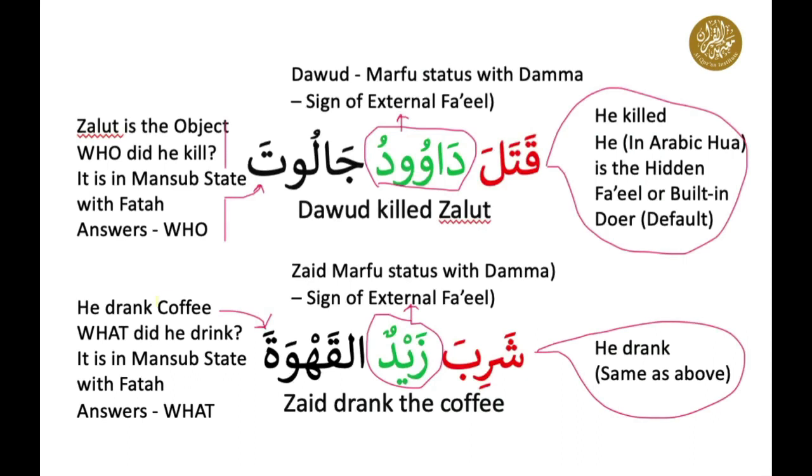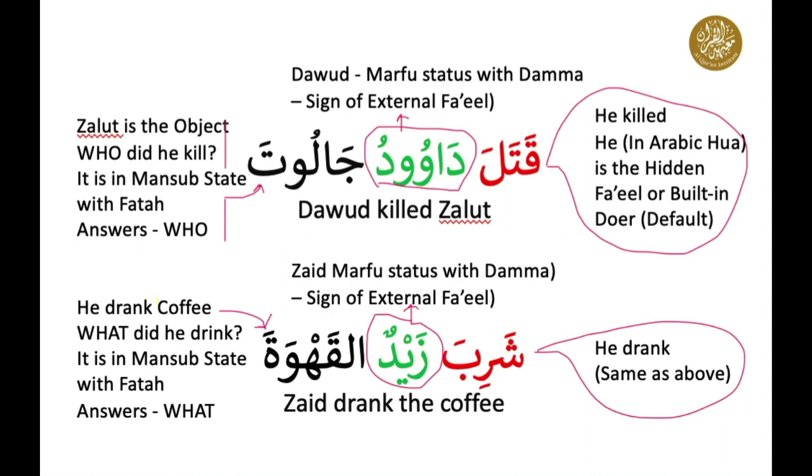I am now going to show you some examples of fa'il, hidden and external, and maful. Please pay attention. Qatala Daudu Jaluta. It means Daud killed Jalut. Qatala is the fi'il, the verb. Qatala means he killed. So Qatala, the verb itself, has got a hidden fa'il. Qatala means he killed. So he is the hidden fa'il here.